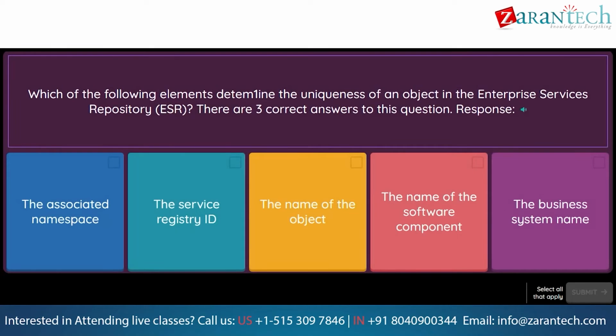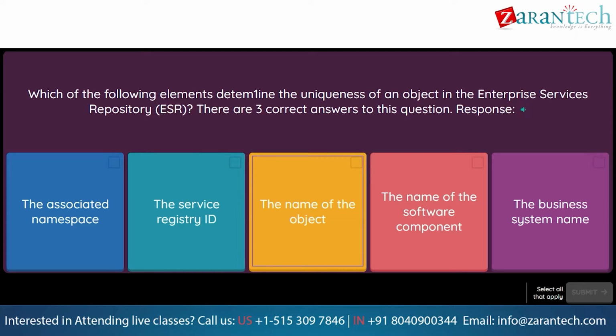Question: which of the following elements determine the uniqueness of an object in the Enterprise Services Repository, ESR? There are 3 correct answers to this question. Response: Option 1, the associated namespace. Option 2, the service registry ID. Option 3, the name of the object. Option 4, the name of the software component. Option 5, the business system name.